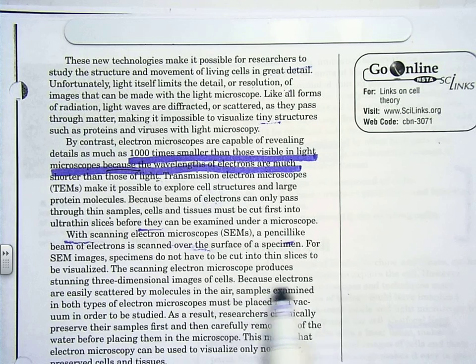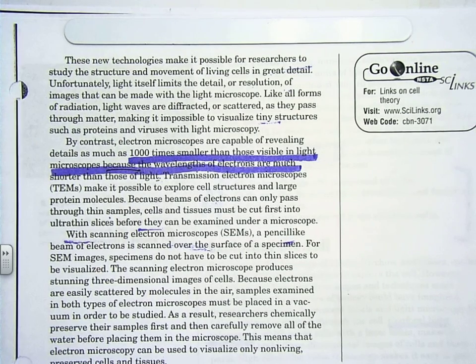Because electrons are easily scattered by molecules in the air, samples examined in both types of electron microscopes must be placed in a vacuum in order to be studied. As a result, researchers chemically preserve their samples first and then carefully remove all the water before placing them in a microscope. This means that electron microscopy can be used to visualize only non-living preserved cell tissues.